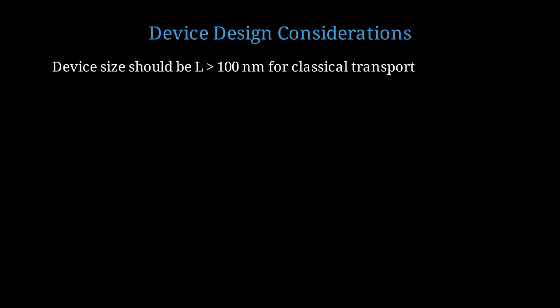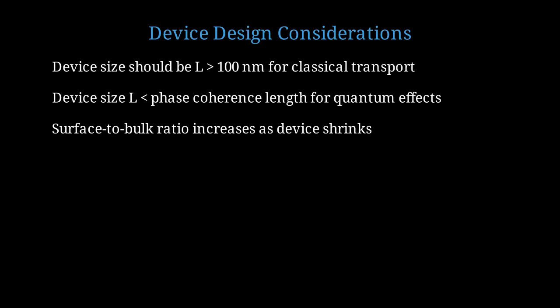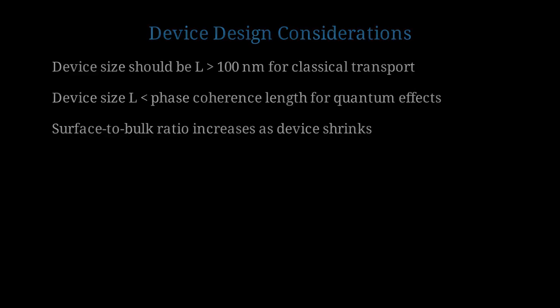For practical nanodevices, we need to consider several design parameters. If the device size is much larger than 100 nanometers, we're in the classical transport regime. Standard Drude theory applies. If device size is less than the phase coherence length, quantum interference effects become important. We need to use quantum transport theory. As devices shrink to the nanoscale, the surface-to-volume ratio increases. This means surface transport becomes even more dominant.